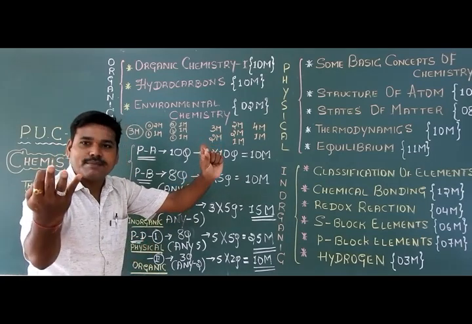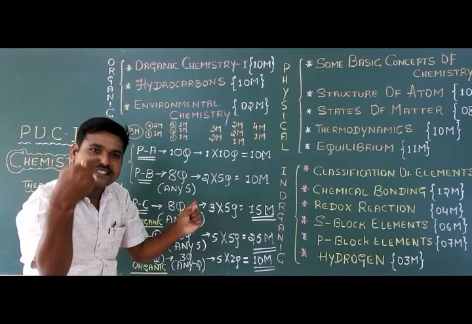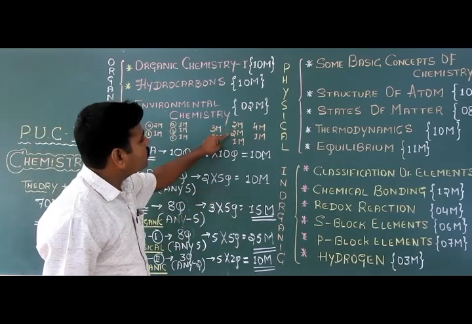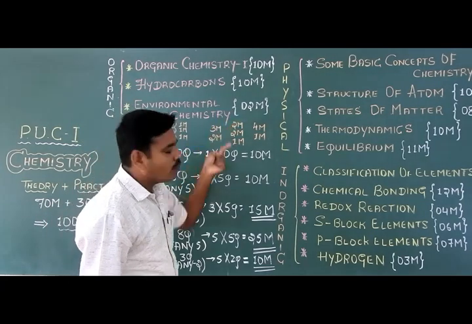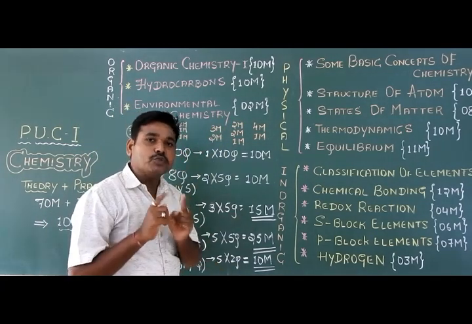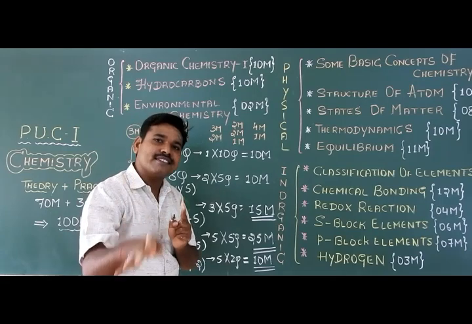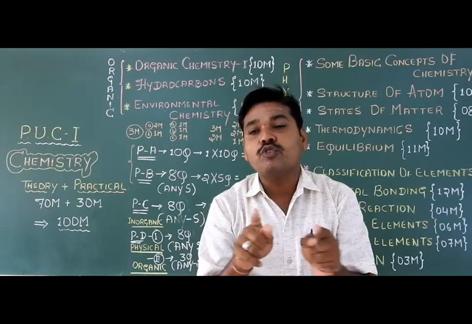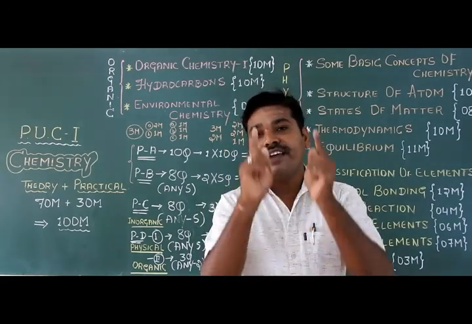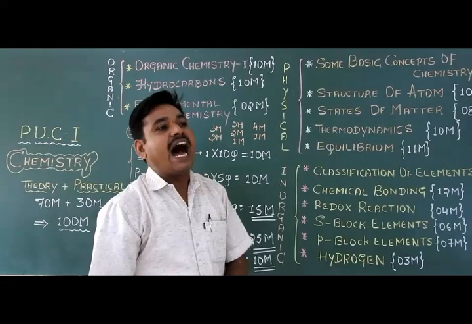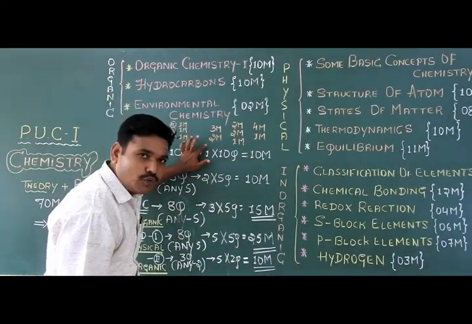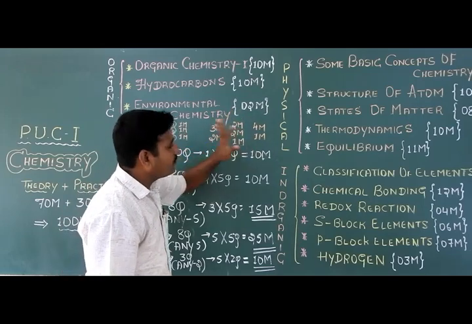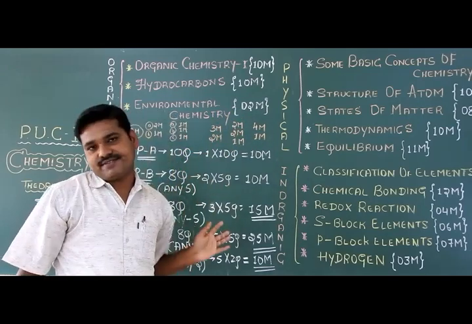A carries 3 marks, B carries 2 marks. A plus B, that means 3 plus 2, 5 marks, or in the form of 2 plus 2 plus 1, or in the form of 4 plus 1 format. And one thing you keep in mind, even for the PUC first year and for the PUC second year, there are no direct 5 mark questions. Always these 5 mark questions are either in the form of 3 plus 2 format, or 2 plus 2 plus 1 format, or 4 plus 1 format.